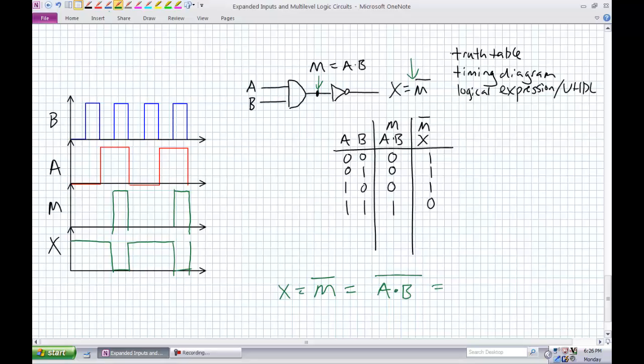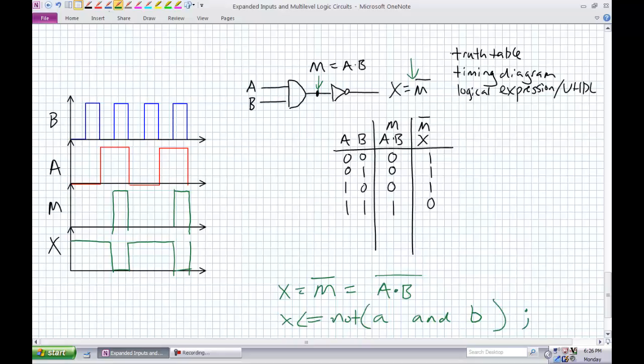Alternately, to make sure that I'm definitely negating the whole thing, I could put parentheses around it, A and B, and negate the whole thing, or put a big old bar over it. I'm negating both operators and the sign, okay? I'm negating the whole operation. What would that look like in VHDL? Think about our parentheses here that we just used. X is assigned the value of not, A and B, and close it up.